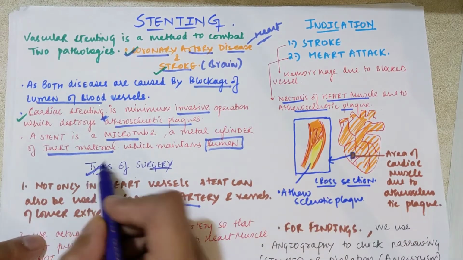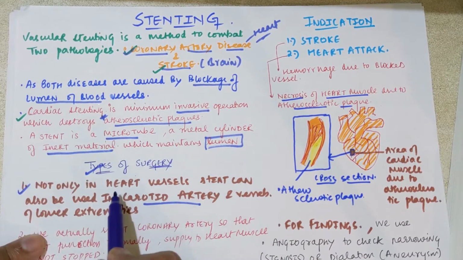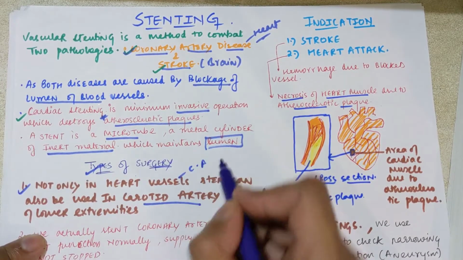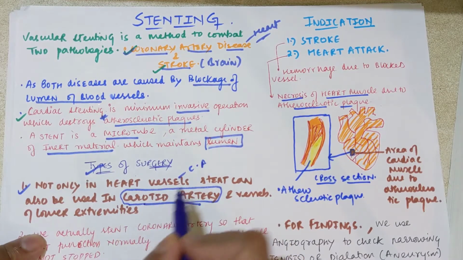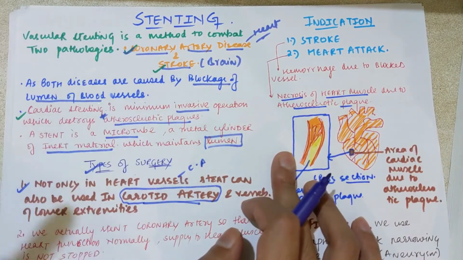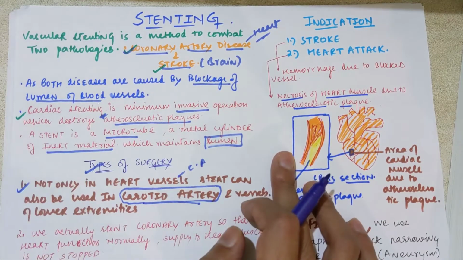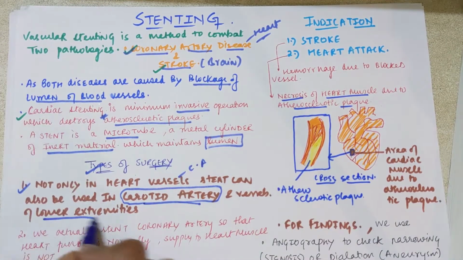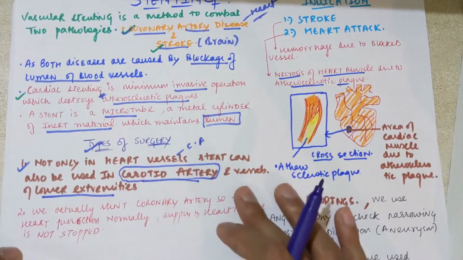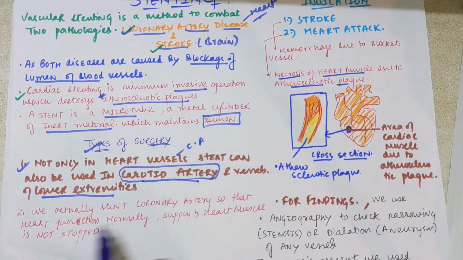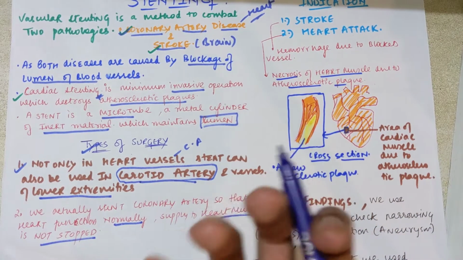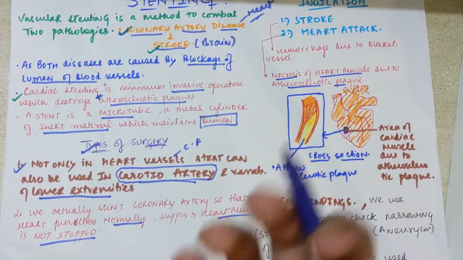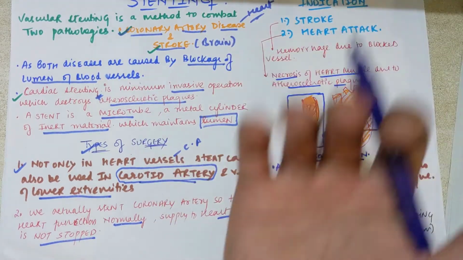Okay, now what are the types of surgery where we use it? Not only in the heart vessels, that is the coronary artery, but also in the carotid artery. So this is related to the pathology of stroke. When there is blockage in the carotid artery, the artery which supplies blood to the brain, if there is any deposition of plaque, there we can also use it. And also in some vessels in the lower extremities. So we stent the coronary artery so that the heart functions normally and the supply to the heart muscle is not stopped. The main indication to use a stent is to make the blood supply function normally.